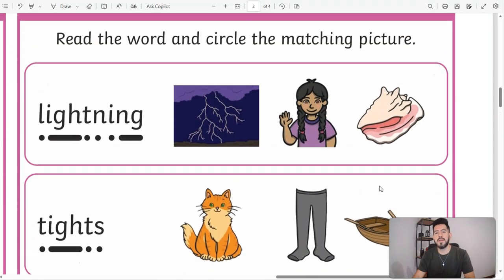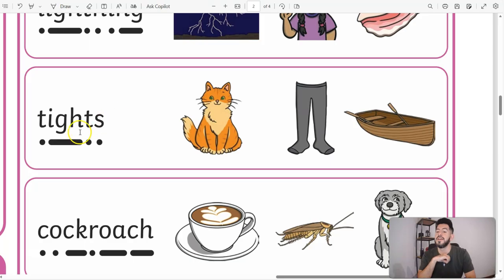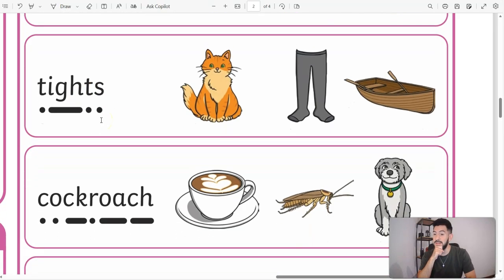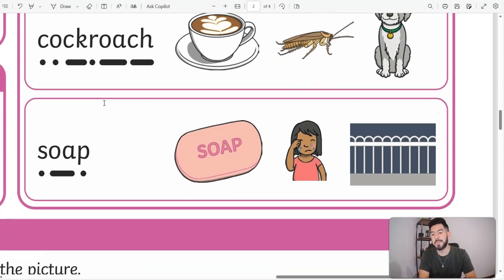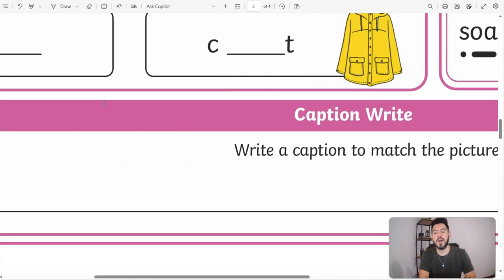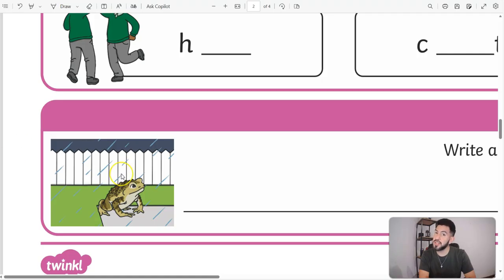Once again, circle the correct picture. Okay, this is a word we did in class. Lightning. Item of clothing. I think you know this from literacy. This is an insect. Not very nice for me, but it's an insect. And finally, soap. Once again, look at the picture and write what you see, a caption, a word, a phrase, a sentence.